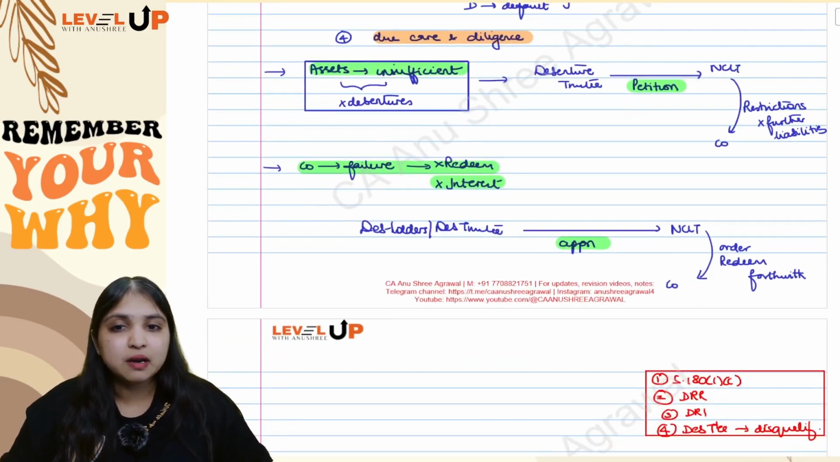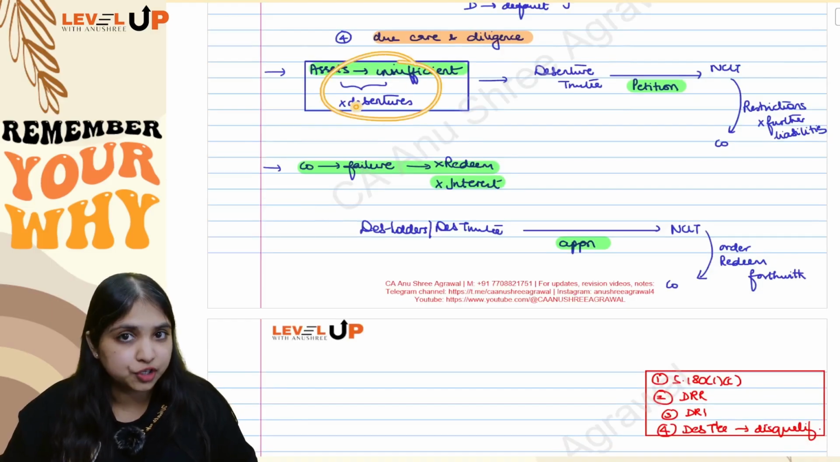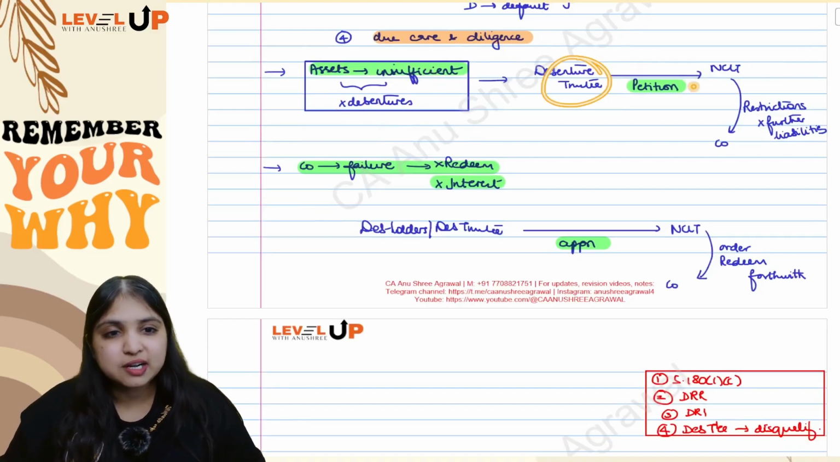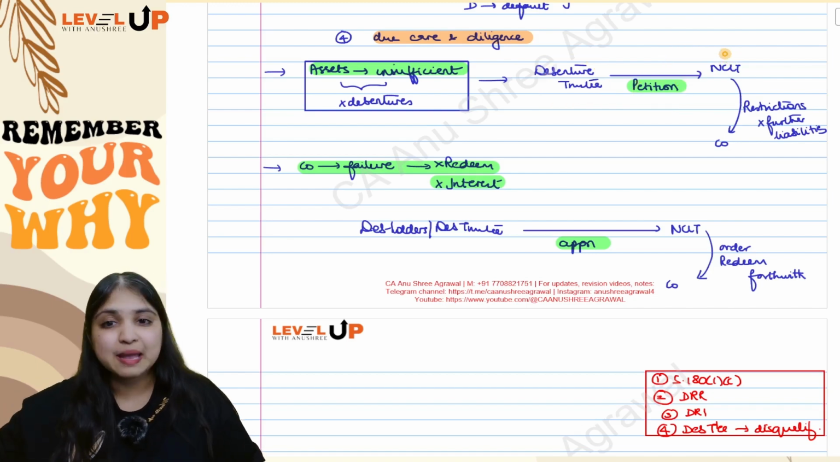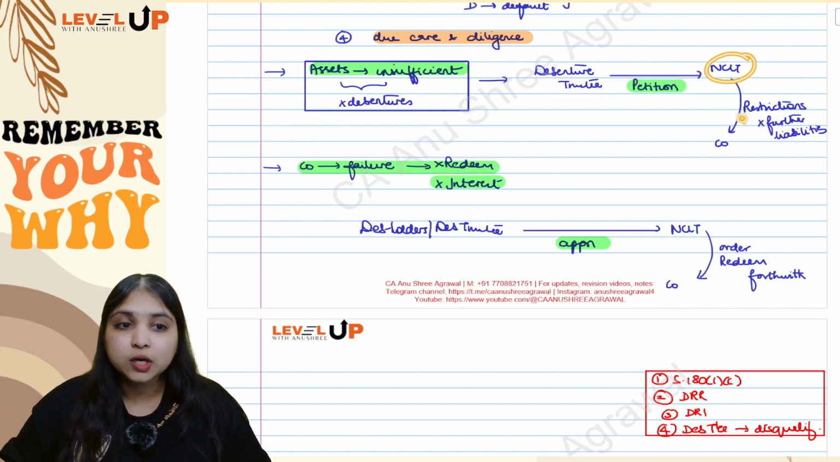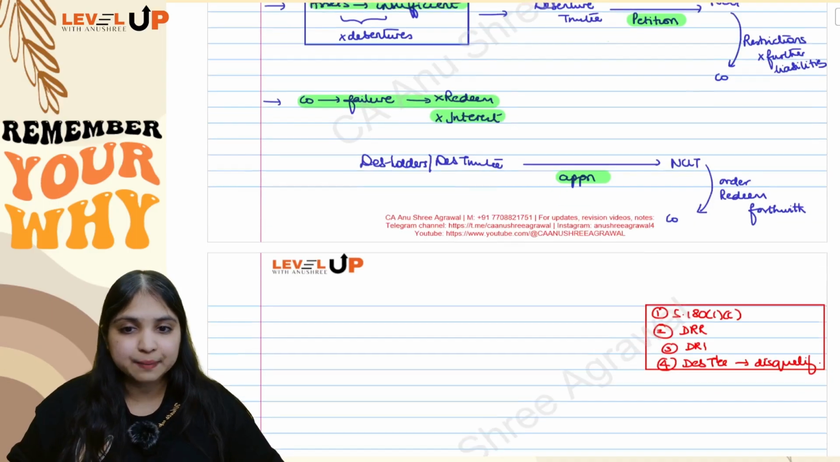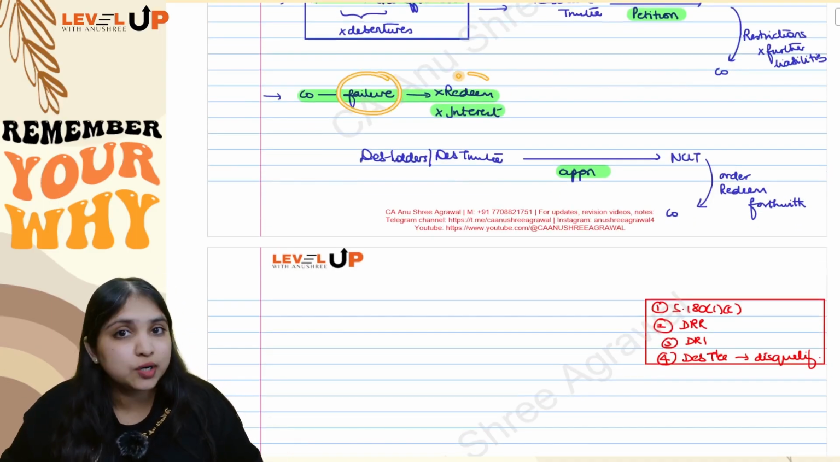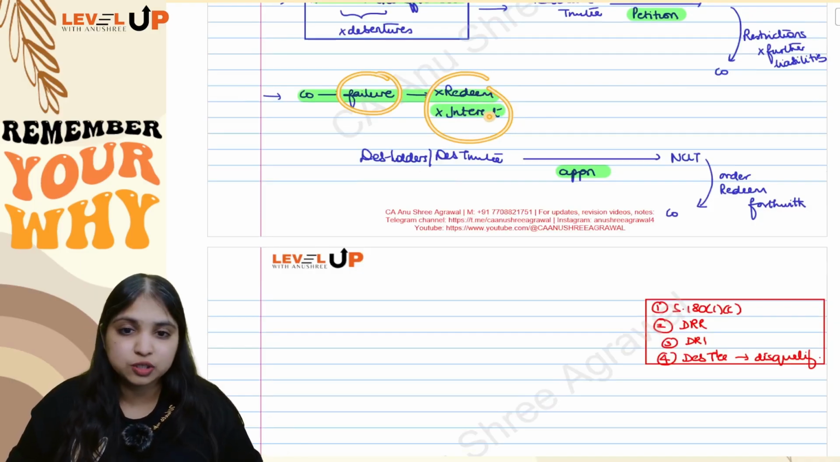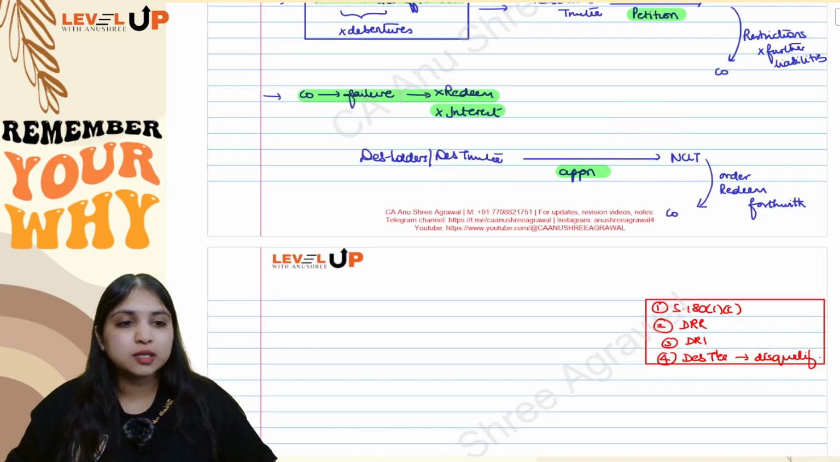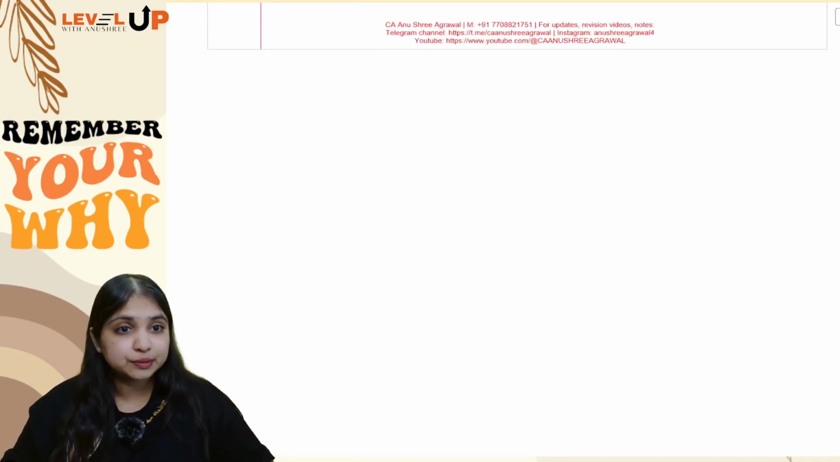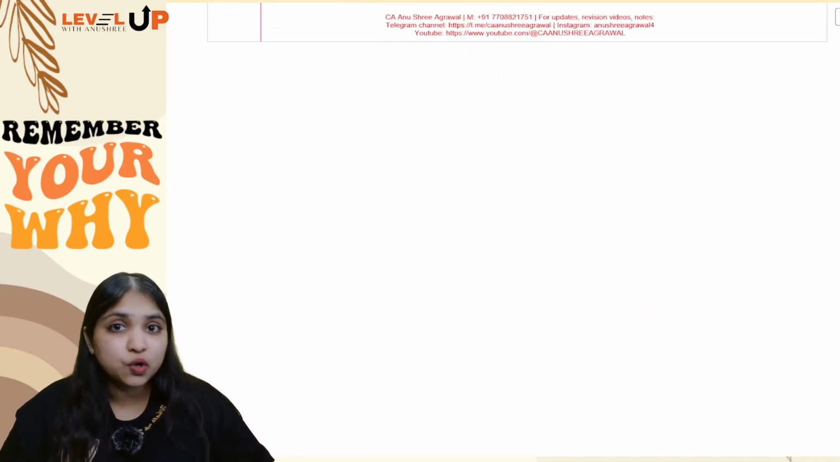Then we learnt that if the assets of the company are insufficient to redeem the debentures, then the debenture trustee will file a petition to NCLT that the company's asset value is less and liabilities are more. Then NCLT will pass an order asking the company not to take further liabilities. But if the company fails to redeem the debentures or fails to pay the interest on debentures, again an application has to be filed with NCLT. NCLT will order the company to redeem the debentures forthwith. Right? So this was the discussion on debentures.